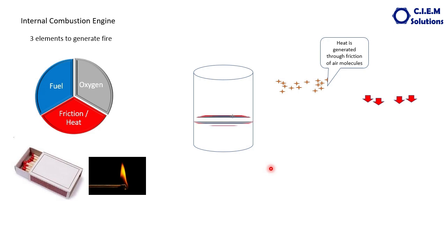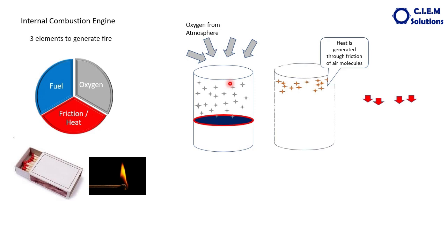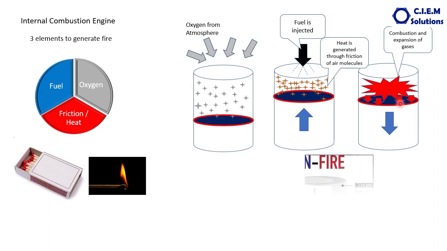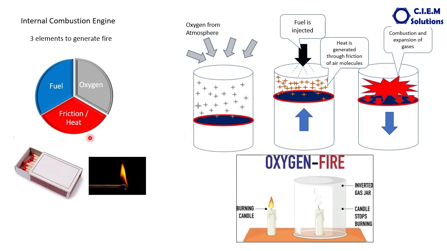What happens inside the cylinder? This is the piston, this is the cylinder. We charge it with fresh air or air-fuel mixture as the case may be, and we compress it by pushing the piston upwards. When it is compressed, friction is generated between the air molecules and heat is generated. At that moment, we inject the fuel, so the combustion takes place. When the combustion takes place, the gases start expanding. Because of the expansion force, the piston starts pushing downwards like this.